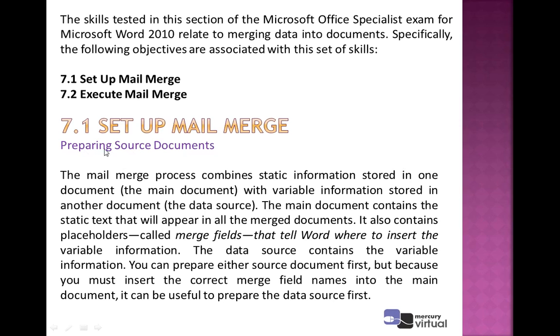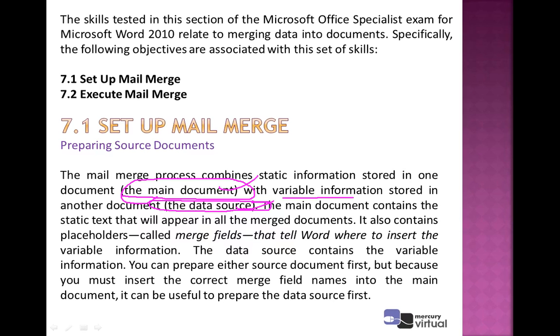First topic is preparing source documents. The mail merge process combines static information stored in one document, that is the main document, with variable information stored in another document, that is known as the data source. So the main, static information is stored in the main document, and the variable information is stored in another document known as the data source.